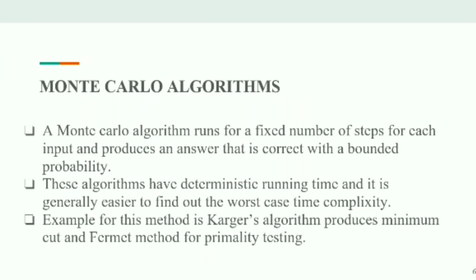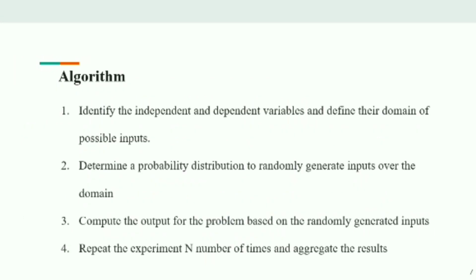This simply means that a Monte Carlo method's output doesn't have to be correct, but it terminates its iteration in a fixed number. Then Monte Carlo algorithm is used to find out the worst case time complexity of an algorithm. An example for Monte Carlo method is Karger's algorithm, which produces minimum cut, and Fermat method for primality testing.